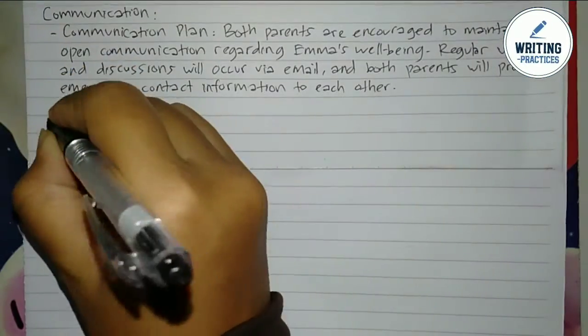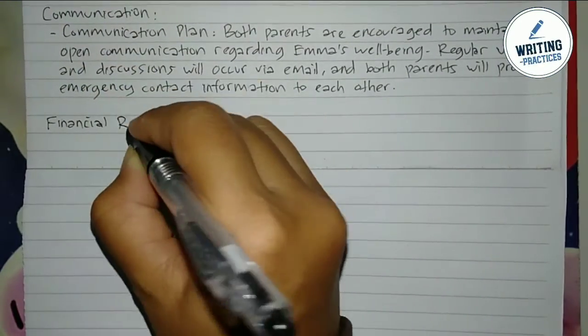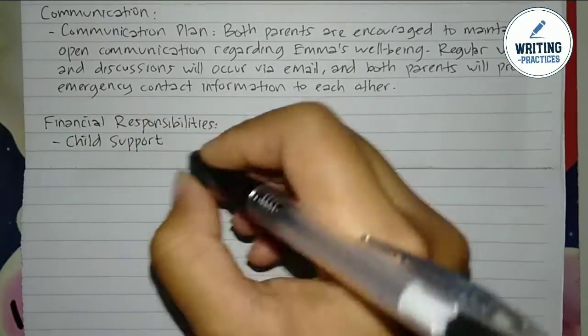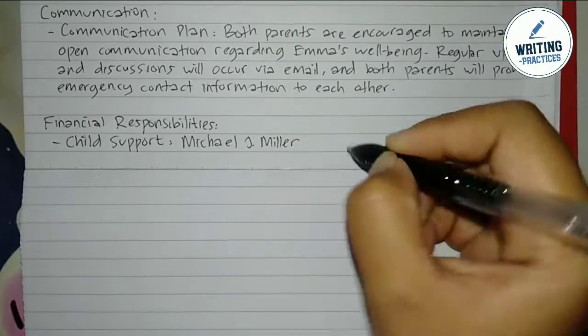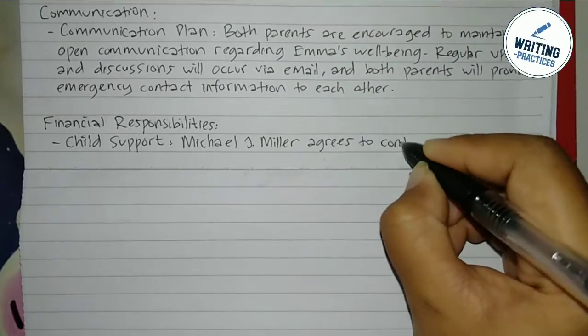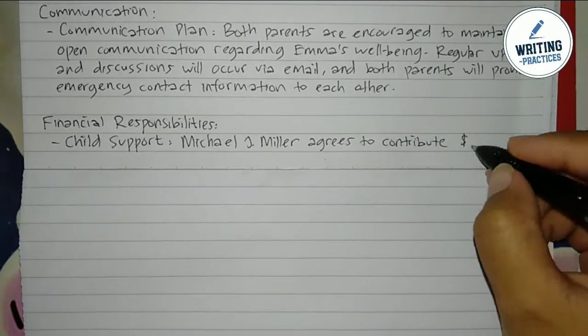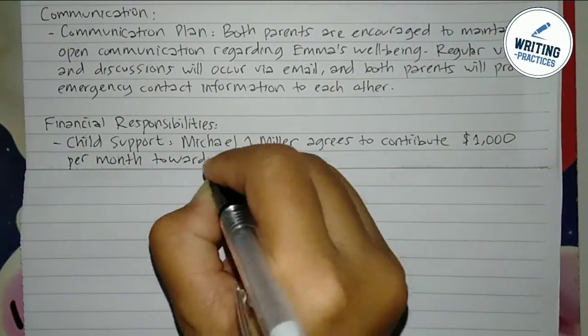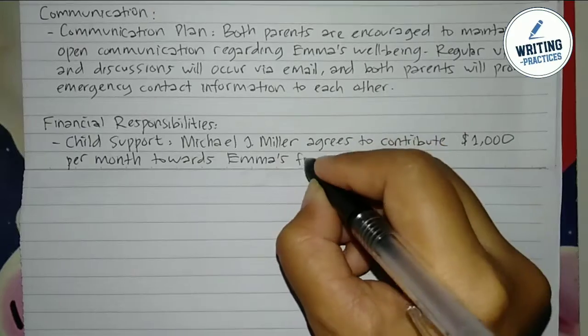In the fourth section, this is where you talk about financial responsibilities. Here, you can detail the financial aspects. They are including child support and shared expenses. This provides transparency and avoids any confusion about financial contributions. And here is the example of how you write it.